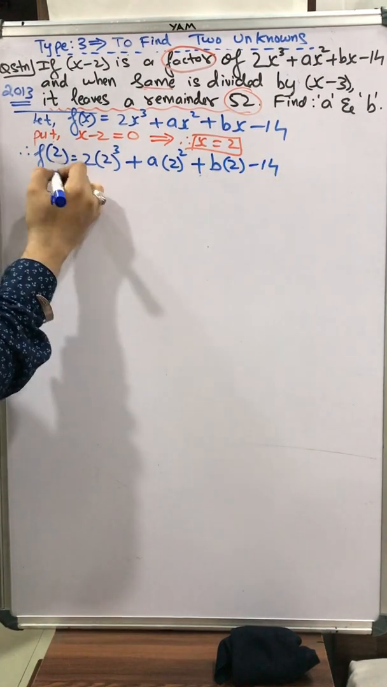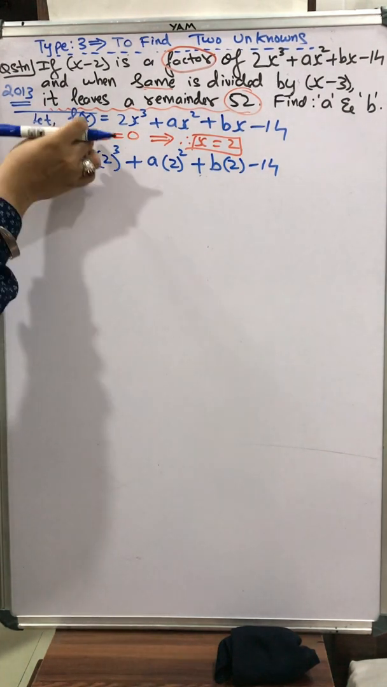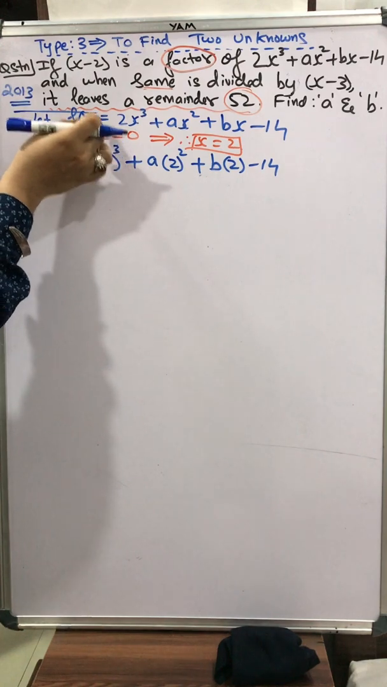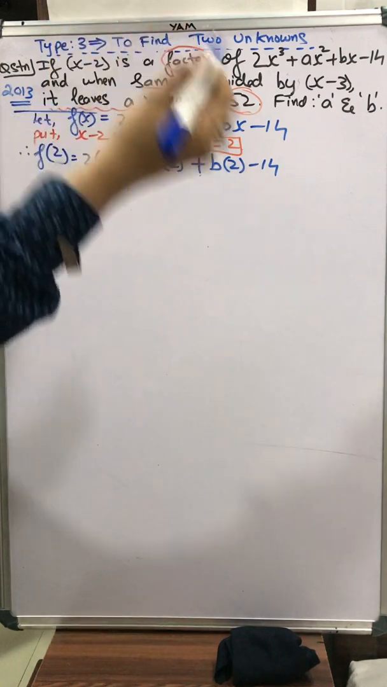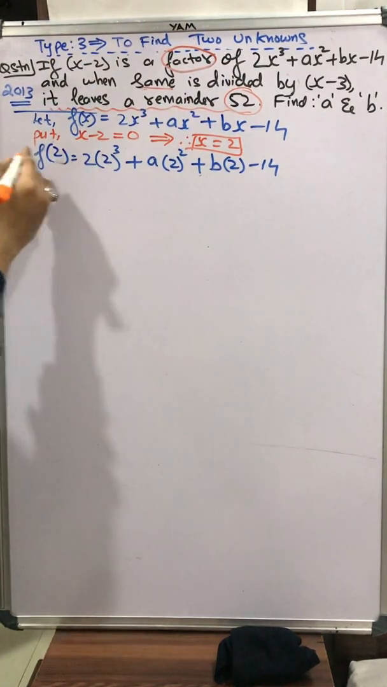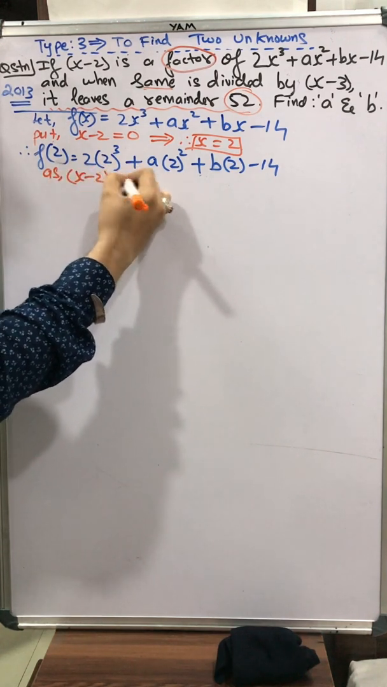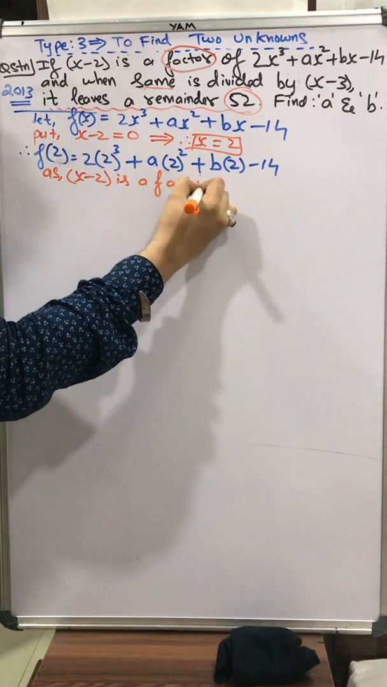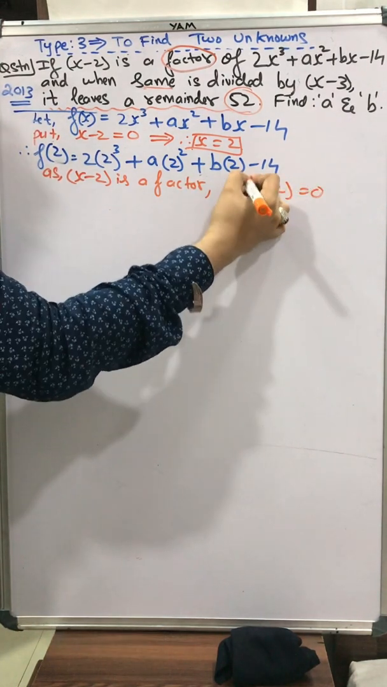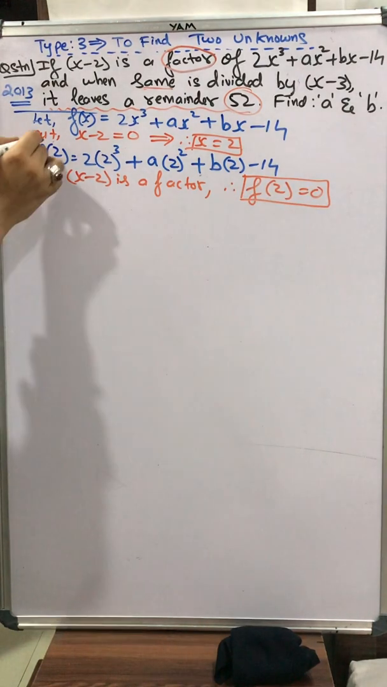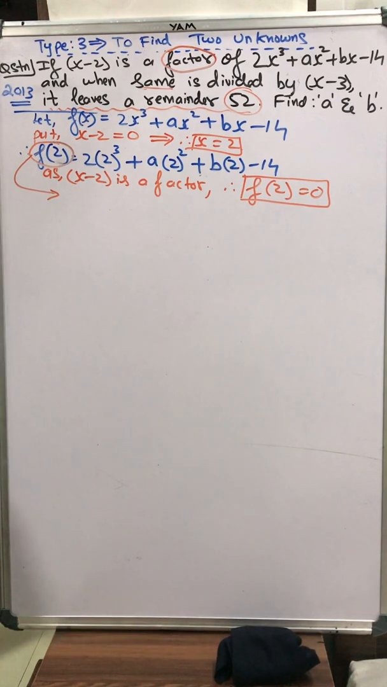Okay, now students, as you all know, it's clearly mentioned that x minus 2 is given as the factor, which means the remainder is 0. So now I'll write here: x minus 2 is a factor, therefore this f of 2 becomes 0. So now at the place of this f of 2, I'll substitute a 0 over here.